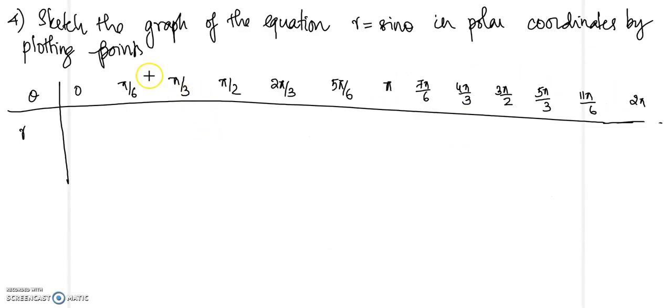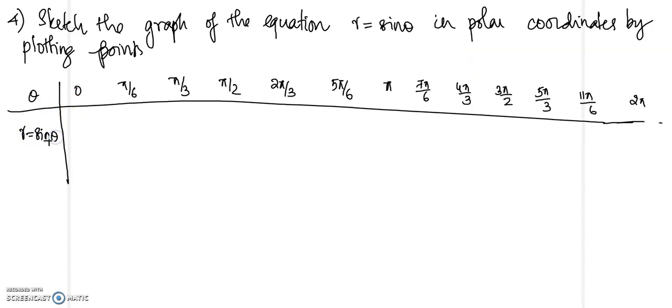Problem is to sketch the graph of the equation r equal to sin theta in polar coordinates by plotting points. So here I have taken the sample values of theta. So first of all, let us find out the r values for this theta. ആദ്യം sample points എടുക്കുക. അപ്പോൾ sample points values കണ്ടുപിടിക്കുക. So let's find the values of r.